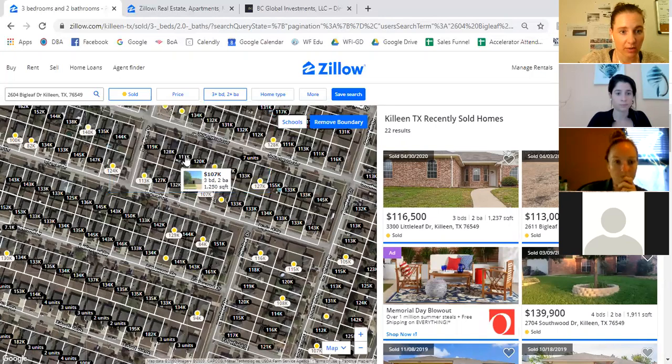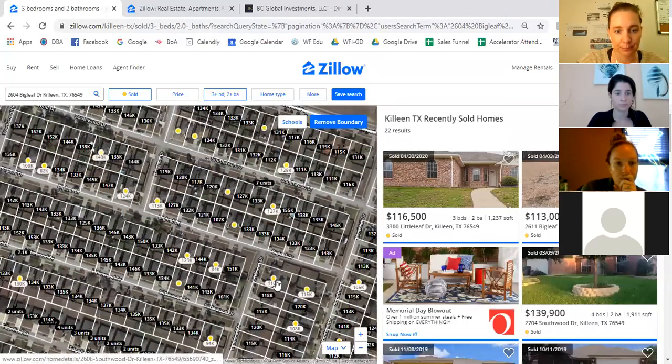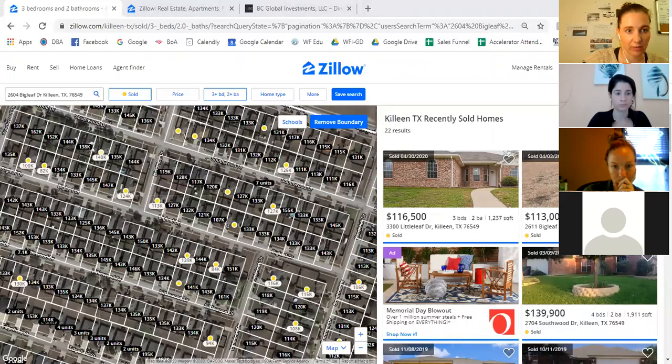This property was built in 2002. We need to get this property data so we can look at what the comps are. It has 4 beds, 2 baths, 1,267 square feet. So 4 beds, 2 baths, almost 1,900 square feet.